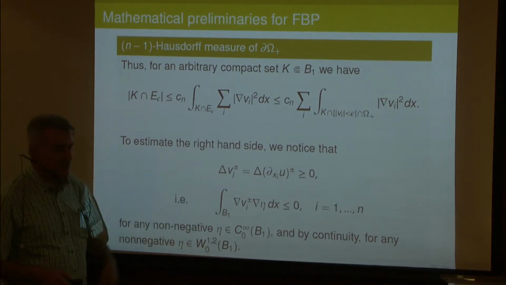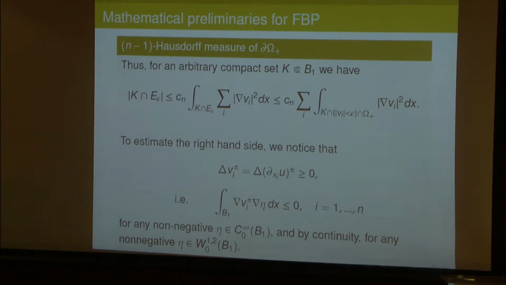So what happens with Vi? So Vi is the derivative of u in direction xi, and then I'm taking the plus part of that. So that function might be negative at some places and positive at some other places. I'm taking the positive part, I'm taking the negative part. And this is an important point, and this is an exercise for you to do at home. So here's the exercise.